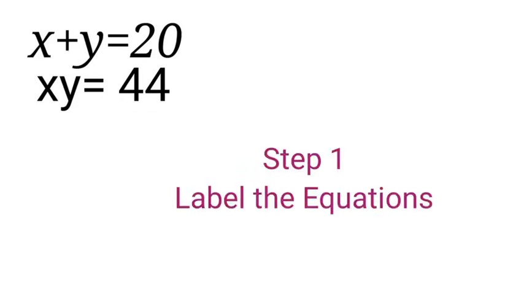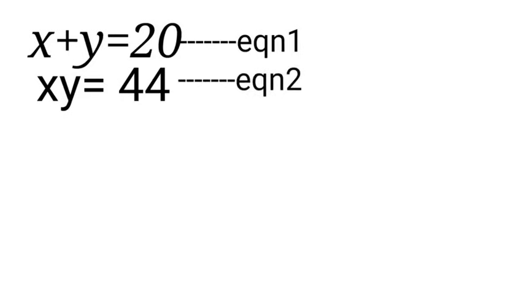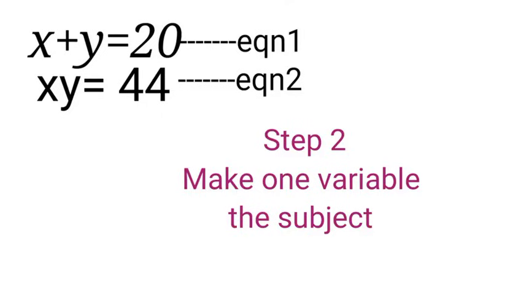Step 1. Let us label our expression. Let us call x plus y equals 20, equation 1, and let us call x times y equals 44, equation 2. Step 2. Let us make one variable the subject. I will be expressing y in terms of x, but you can express x in terms of y. You will still have the correct answer.